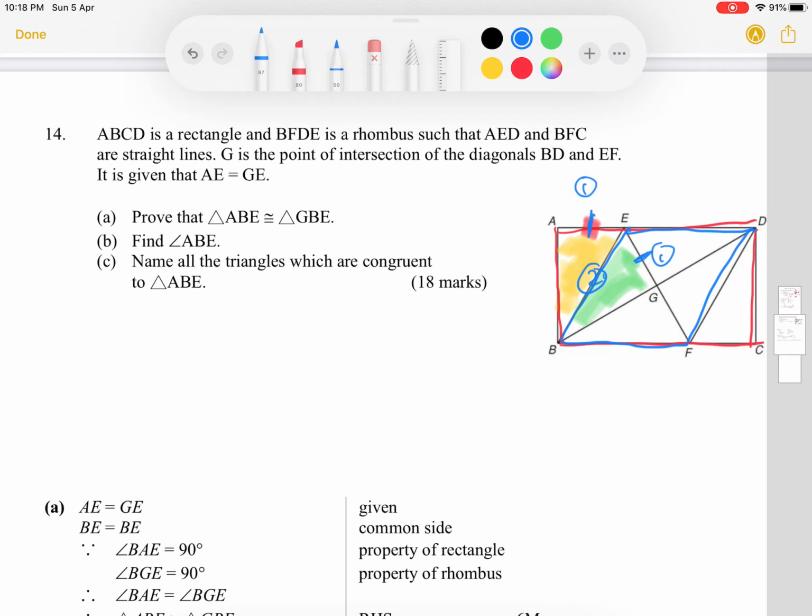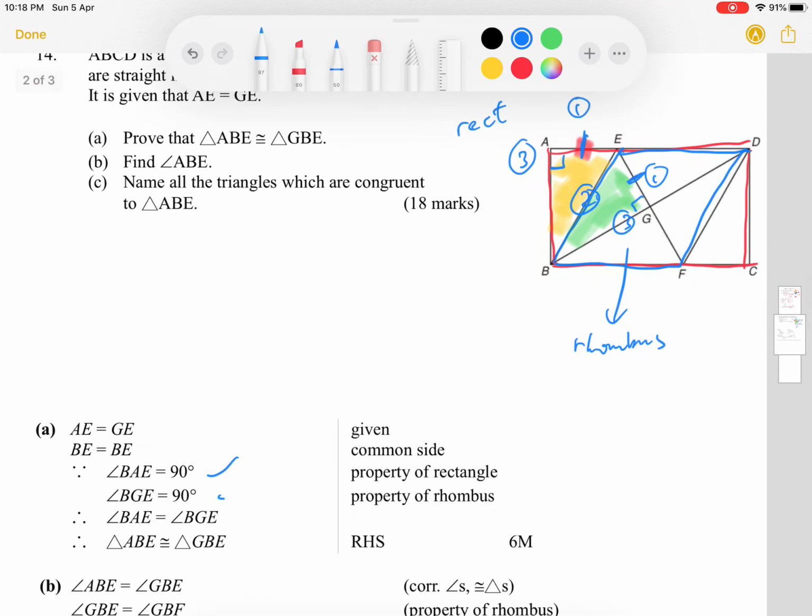Is it the right angle? Yes, this is the right angle, the third one. But how about this one? This one is also a right angle. Why? Because it is a rhombus. Property of rhombus. This is property of rectangle. So you have to show property of rhombus and rectangle, common and decide. You see that this cannot be ASS. So what is this reason? It is RHS.